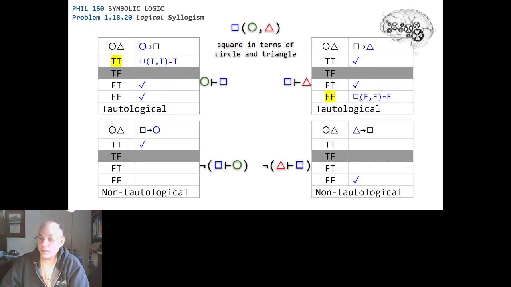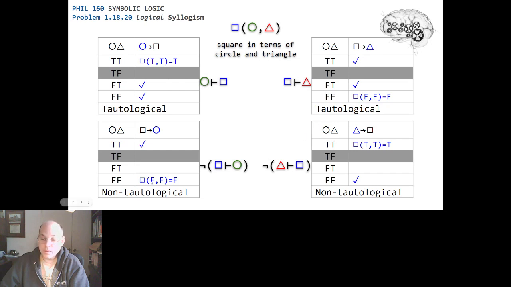And those are the only things that we have to play with in those two tables, because each of them only had one open row until we answered those two questions about the value of square, what it needed to be. And then since we know now what the value of square is when we've got circle T and triangle T, and we know the value of square when we've got circle and triangle both false, we can go ahead and populate the other rows in the non-tautology requirements.